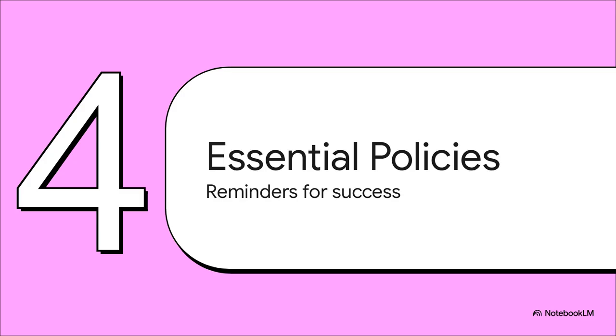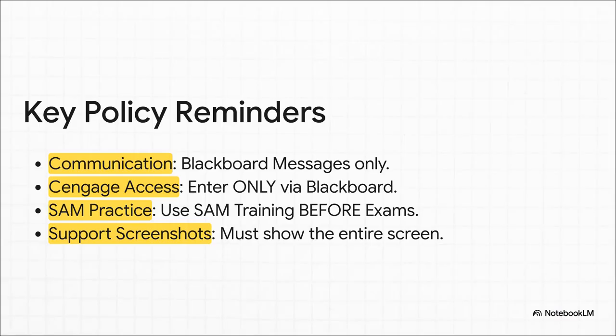Awesome. So now that we've covered the fixes, let's do a quick fire round of essential course policies. Just think of these as the simple rules of the road that are going to make sure everything goes smoothly for the rest of the semester. Okay, 4 key reminders, let's go. Number 1, communication. Please use Blackboard messages for everything. It just keeps all our conversations in one tidy place. 2, Cengage access. We just talked about it, but enter only through Blackboard. That's how your access works. 3, practice makes perfect. Use those SAM training modules before the exams.